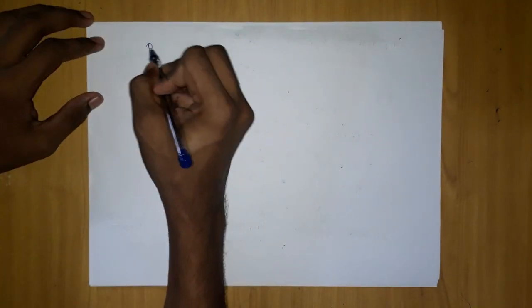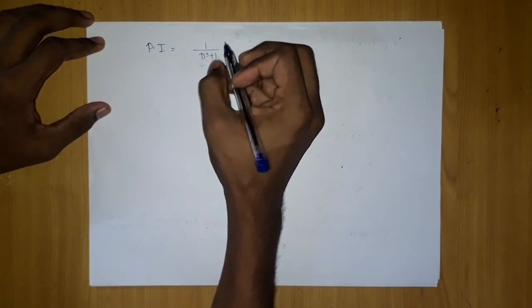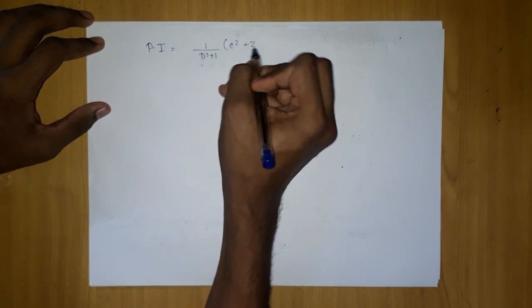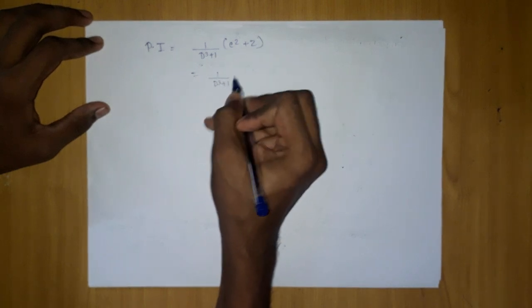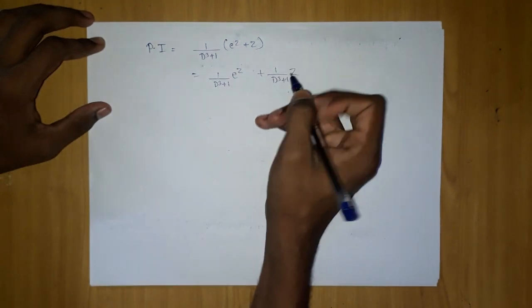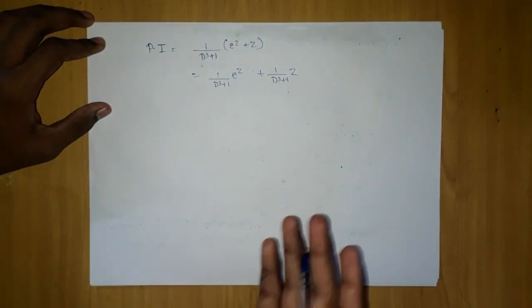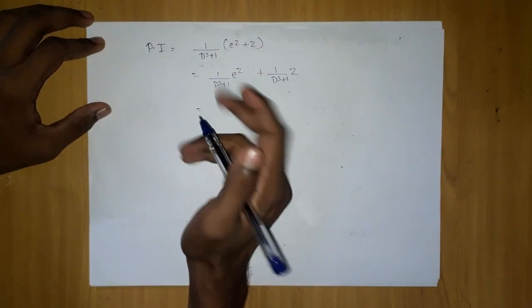Now we are going to take the next page. Here we are focused on getting the particular integral, after the complementary function. The particular integral will be 1 by D cube plus 1 into e to the power z plus z, that is, 1 by D cube plus 1 into e to the power z plus 1 by D cube plus 1 into z. You can treat them as separate integrals or as a single one, it's up to you. Now in this type what we do is directly substitute.